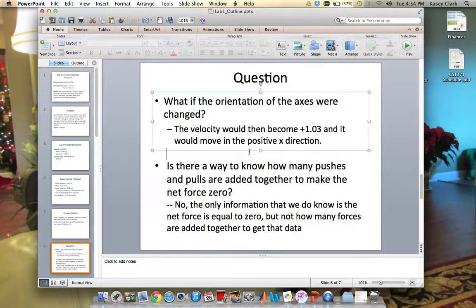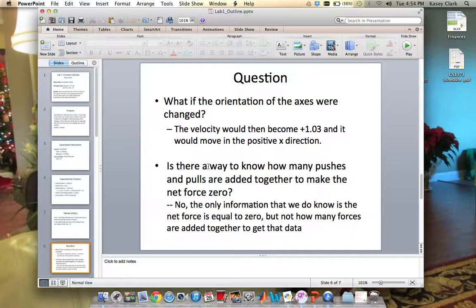And the questions that are needed to be addressed are, what if the orientation of the axes were changed and the velocity would become positive 1.03 meters per second, and it would move in the positive x direction?